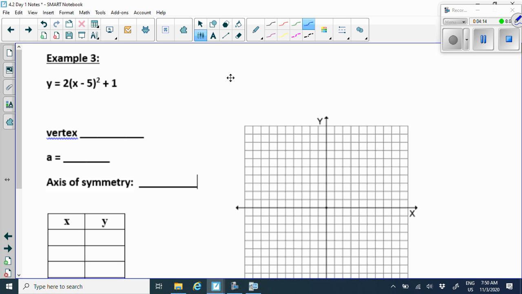Okay, let's see what you got here. So let's first talk about the vertex. That's going to be our h and k. So here we have +5 and 1. So remember, h is the opposite of what you do. Our a value is a +2. Axis of symmetry is going to be x equals 5.